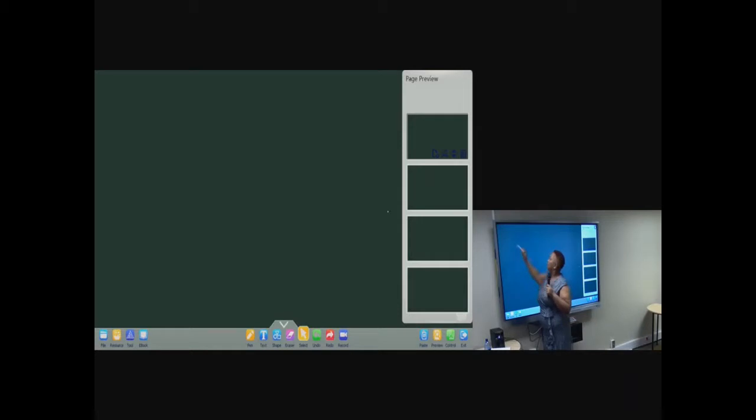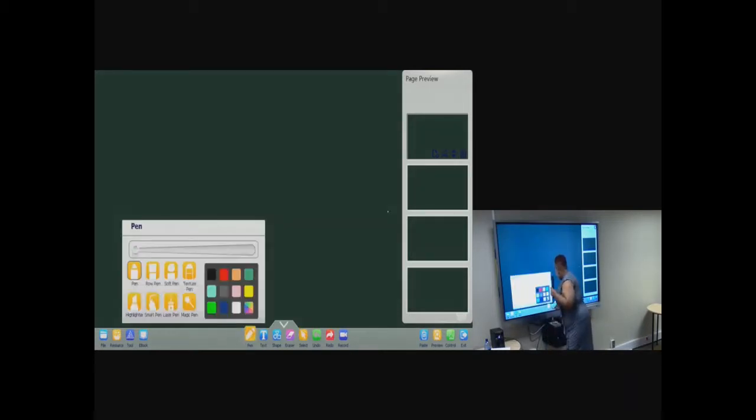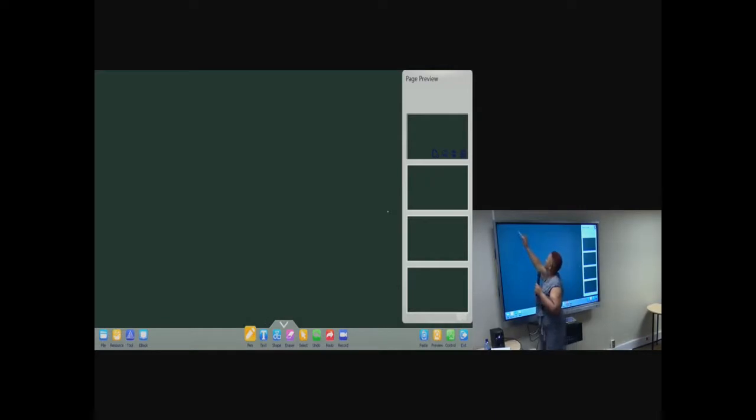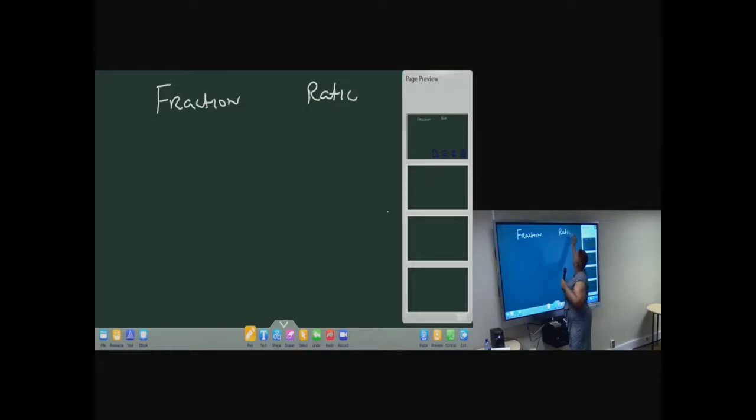Before I can do anything, I need first to compare the ratio and fractions so that you can have an understanding. I believe in people understanding the basic things first. So we have our fraction, and then we've got ratio. I'll make an example of a cake.